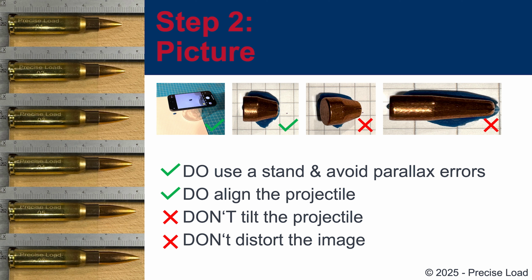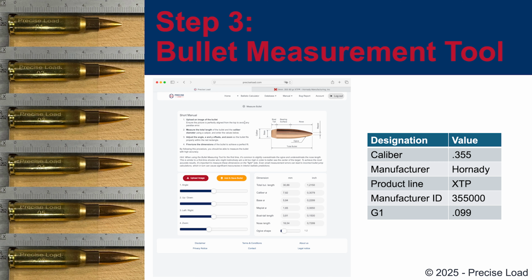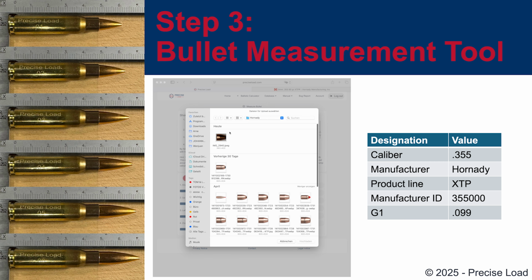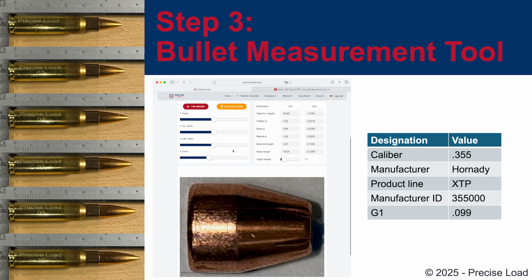After taking the photo, it's a good idea to crop it right away. Just be careful not to accidentally stretch or distort the image. I've shown an example of that here too. Click the Upload Image button, select your photo, and you're ready to go. Next, enter the bullet's measured length and caliber.